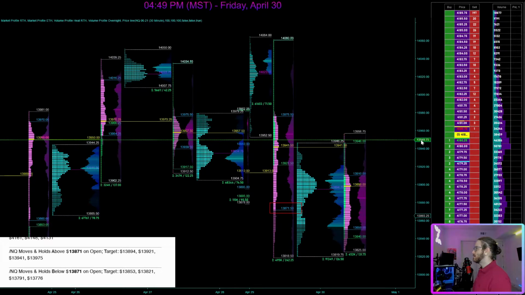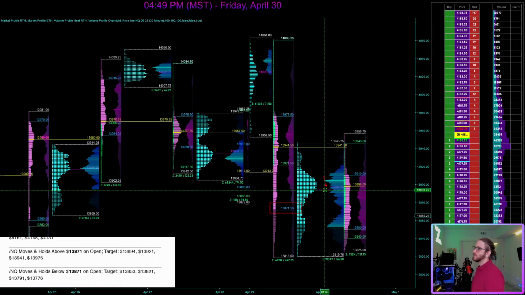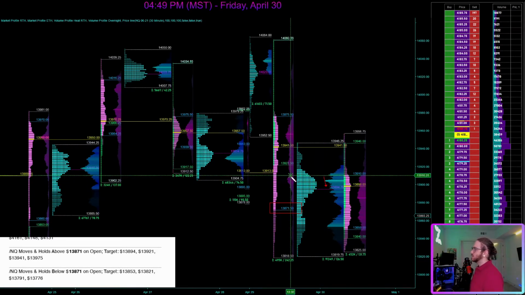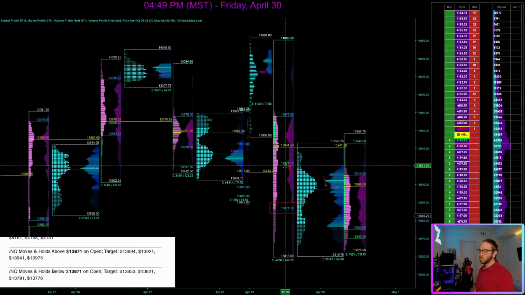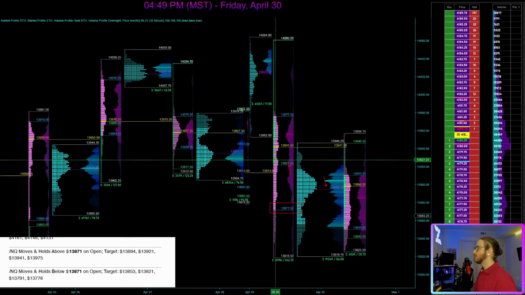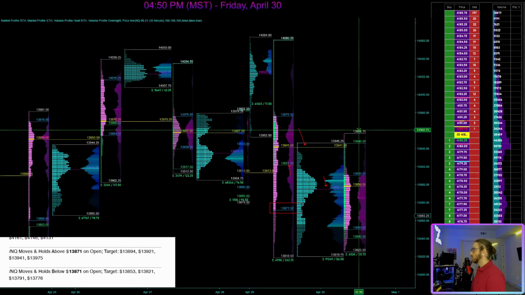So on the upside, the targets that were hit first and foremost was 13,894. That was the overnight POC that we discussed. Next one was 13,921. That was yesterday's initial balance low. That is the low for the opening 1 hour range for those of you guys not familiar. Third upside target and final upside target that was hit was 13,941.